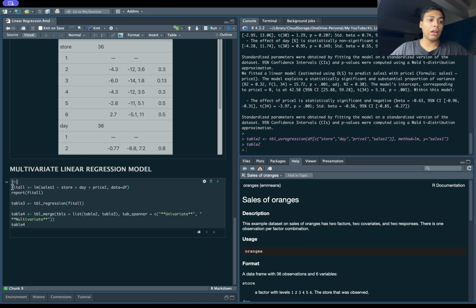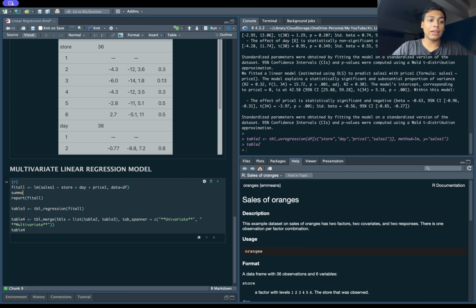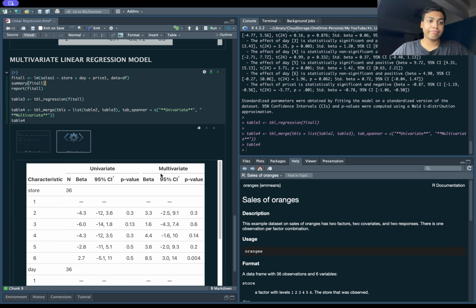So I've written the fit all and LM, linear model. Sales ~ 1, the left hand side is the dependent variable, remember, and the right hand side has all the predictor variables separated by plus signs. And do the same thing, report fit all. We can also write summary fit all, and let's run this.